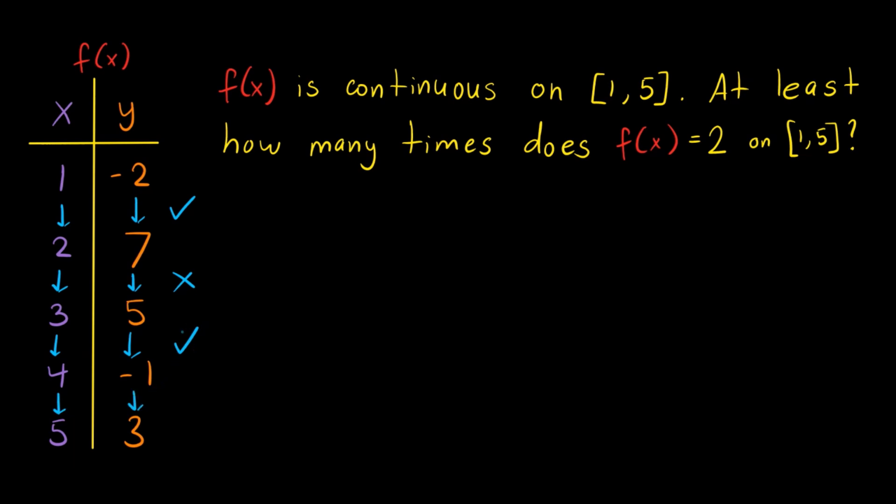Since 2 is between negative 1 and 3, f of x had to have passed through 2 by the intermediate value theorem. In total, we tallied up 3 times that we can guarantee that f of x passes through y equals 2, or in other words, that f of x equals 2. So that right there is our final answer.